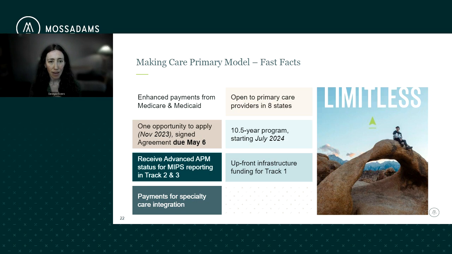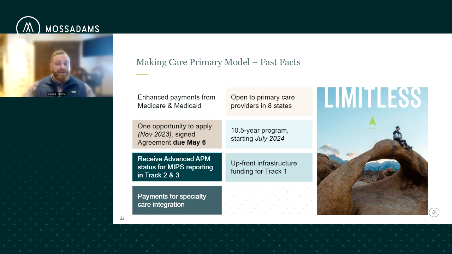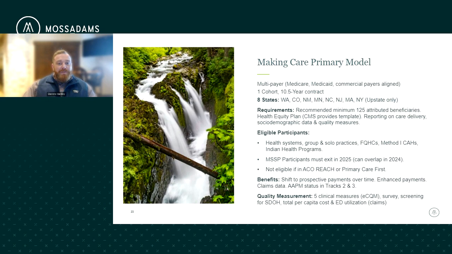Okay, I'm going to hand it back to Stephen to share with us about a new model called Making Care Primary. Thanks. The Making Care Primary program, or MCP, is a model that was announced last year and it begins July of this year. Applications were due last November. This is a 10.5-year model, which includes the 8 states listed here.